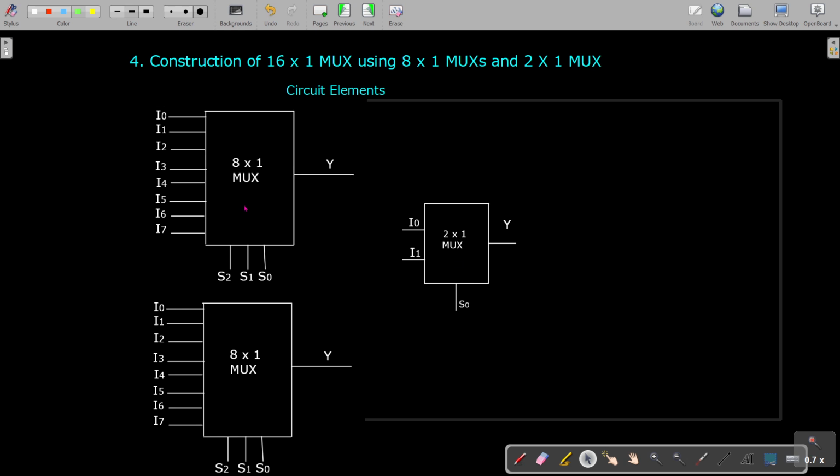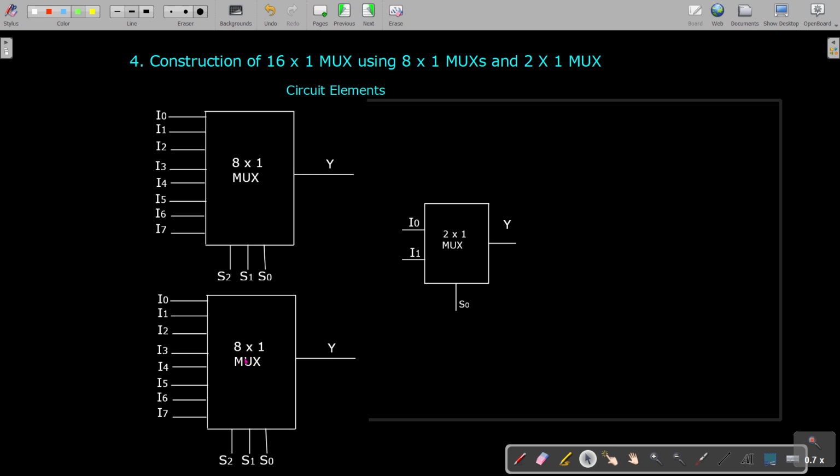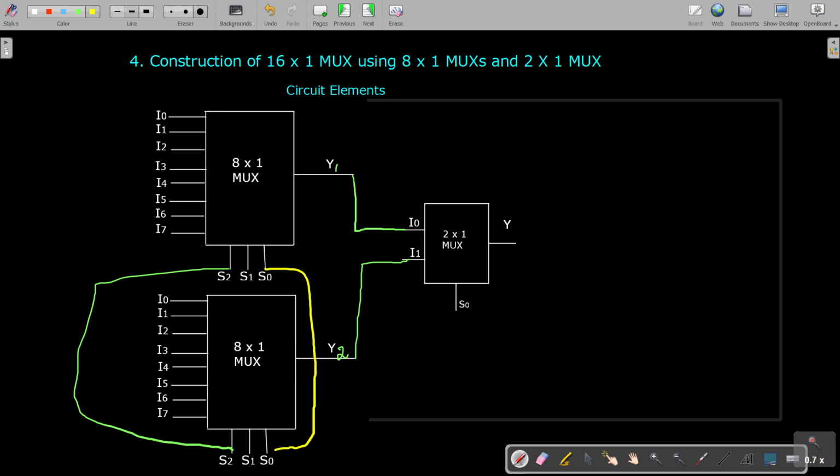So I'm going to have these two 8 by 1 mux arranged like this, and then I'll make the connections like this. This Y will be named as Y1 and I will be making the connection with this I0 of this 2 by 1, and I named this other 8 by 1 box output as Y2, and it will be connected to this I1. Okay, and this S2 will be connected with this S2, and this S0 will be connected with this S0, and this S1 will be connected with this S1.